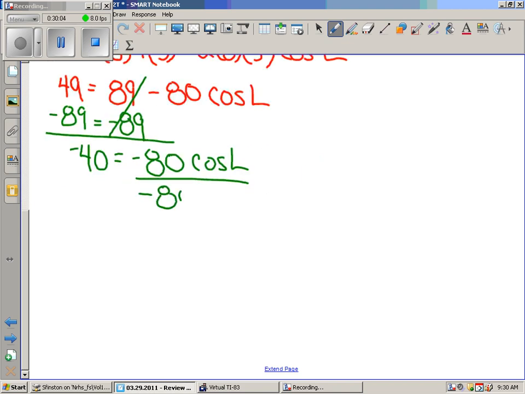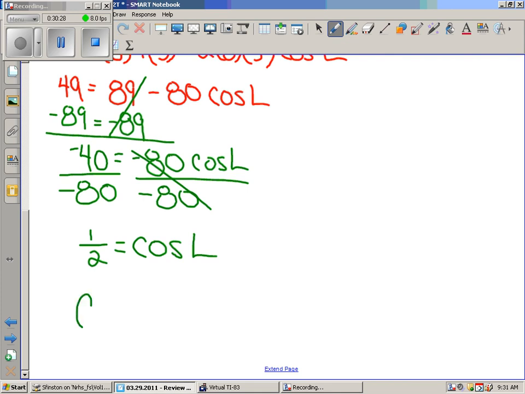Divide both sides by negative 80. Whoa there, that was messed up. Negative 40 over negative 80 is 1/2. 1/2 is equal to the cosine of L. And check this out, I can actually do that in my head. It's 60. It's the cos inverse of 1/2 equals L.